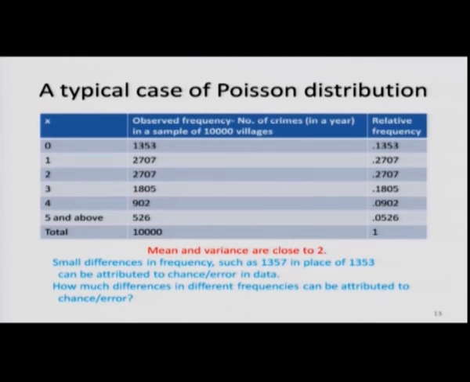Can it be due to sampling fluctuation? Suppose here in place of 2707 you have 2710, can it be tolerated, or you have 2610, or you have 2500, or you have 2903. So, can these differences between observed frequencies and estimated frequencies be tolerated? These are relative frequencies which are obtained by dividing these numbers by this 10,000.